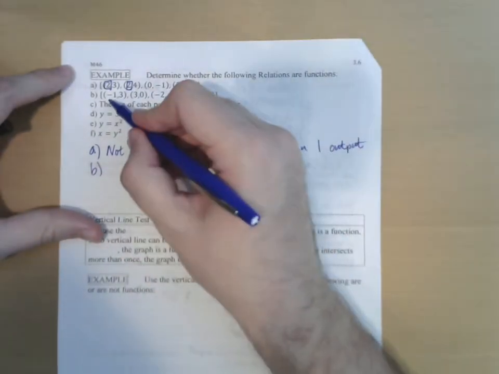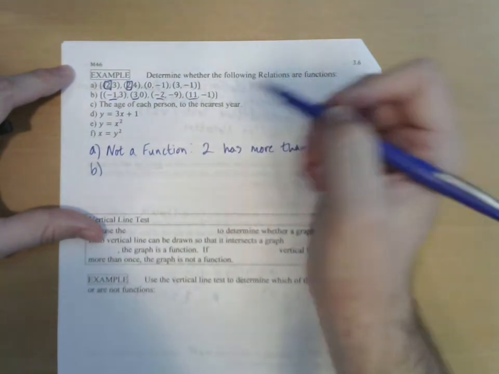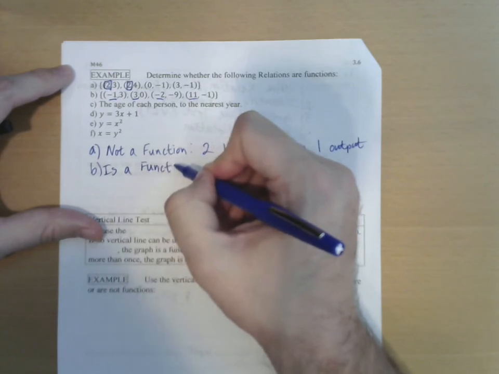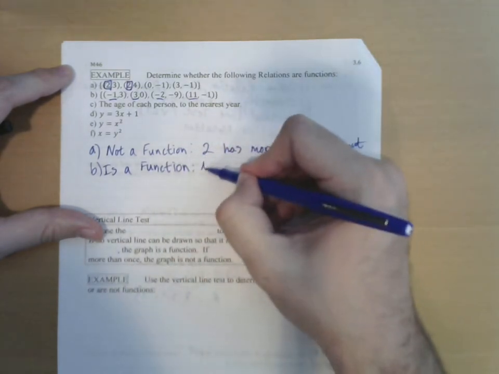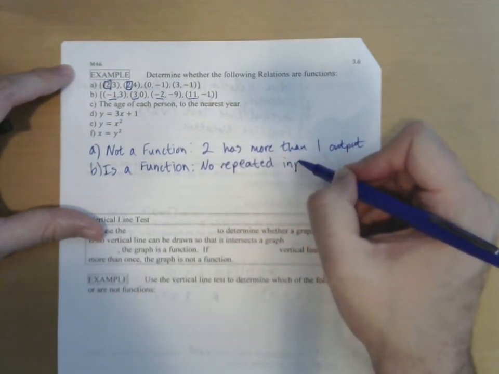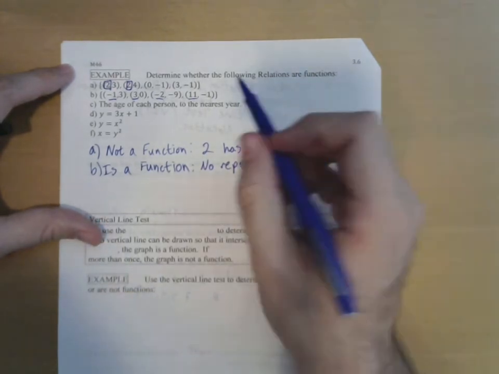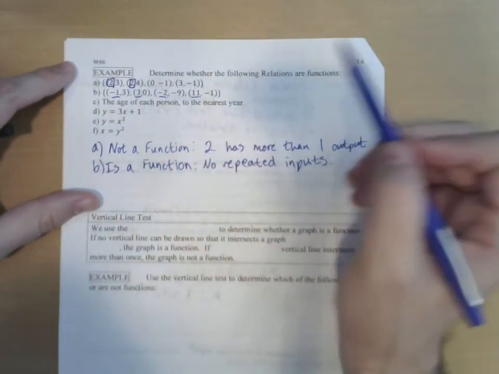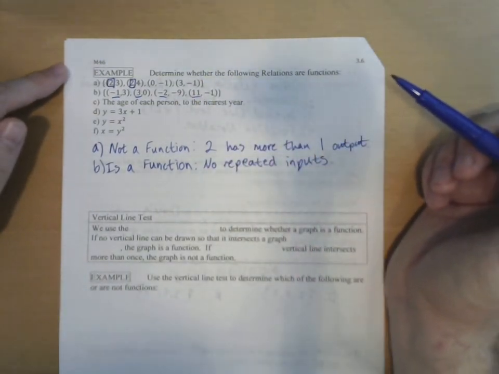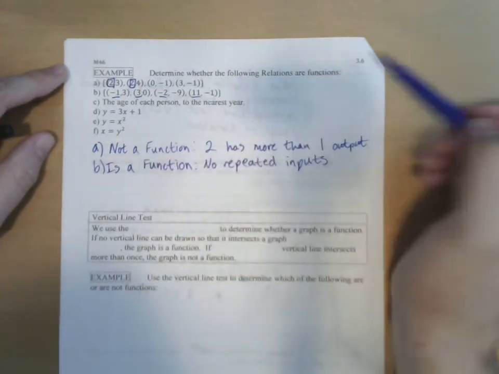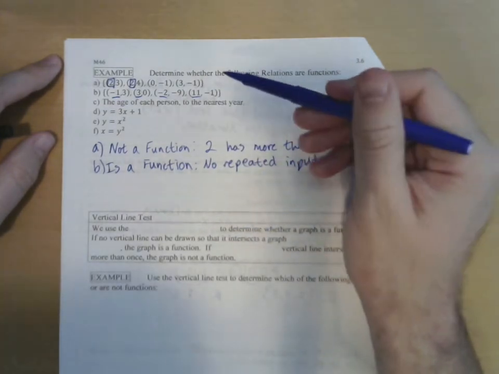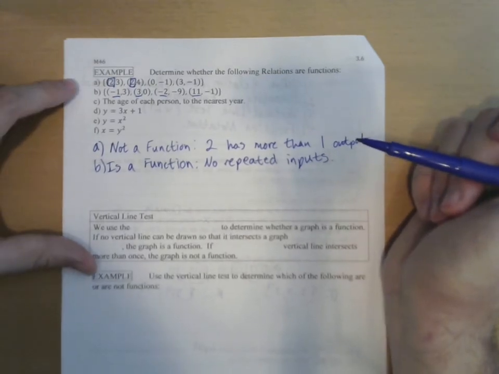Now looking at B, our x's are all different, so that means that this is a function. No repeated x values or inputs. Now some of you might be thinking, well, what about if we repeat a y value? Well, repeating the y value is actually not a problem, because you can have multiple y values. They can all be the same y value. It's the inputs that are the problem. And when we get to the vertical line test, we'll be able to see geometrically why that is.